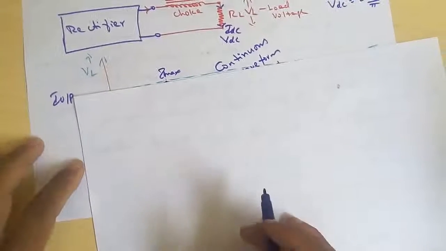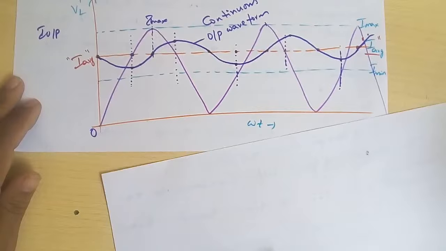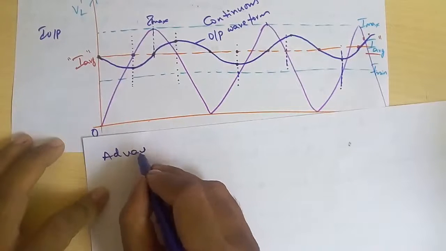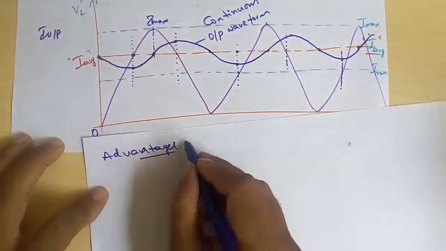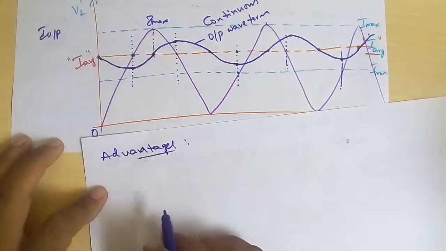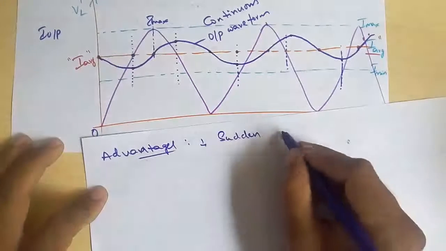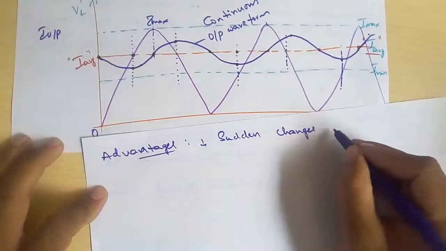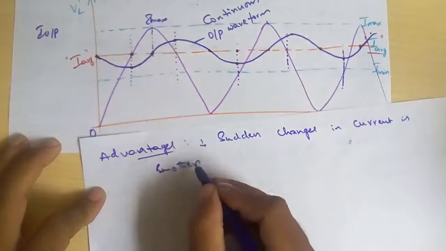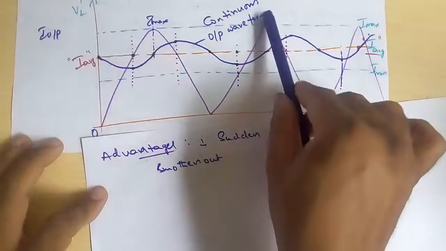Now we have to discuss the advantages. What are the advantages of the series inductor filter? The first one is that sudden changes in current are smoothened out. That means it is always giving a continuous waveform. So we write: the sudden changes in current are smoothened out. Smoothened out means the current is suddenly increasing, suddenly decreasing, suddenly increasing, suddenly decreasing.